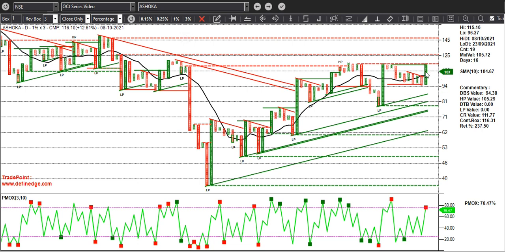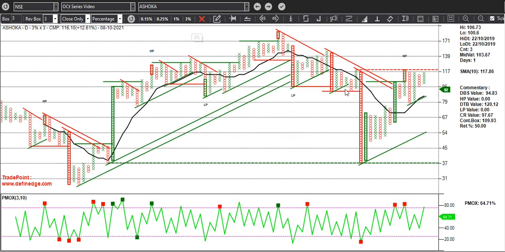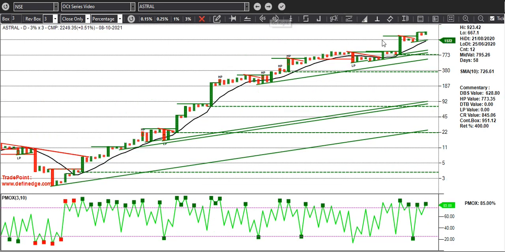So I would enter on 120, and I'll keep a stop loss from the 1% chart. The high pole on 1% is 105, so that will reduce my risk. That's not the ideal way to trade actually, but if I had to trade, I would do that. So that's about Ashoka. Let us go to another chart.